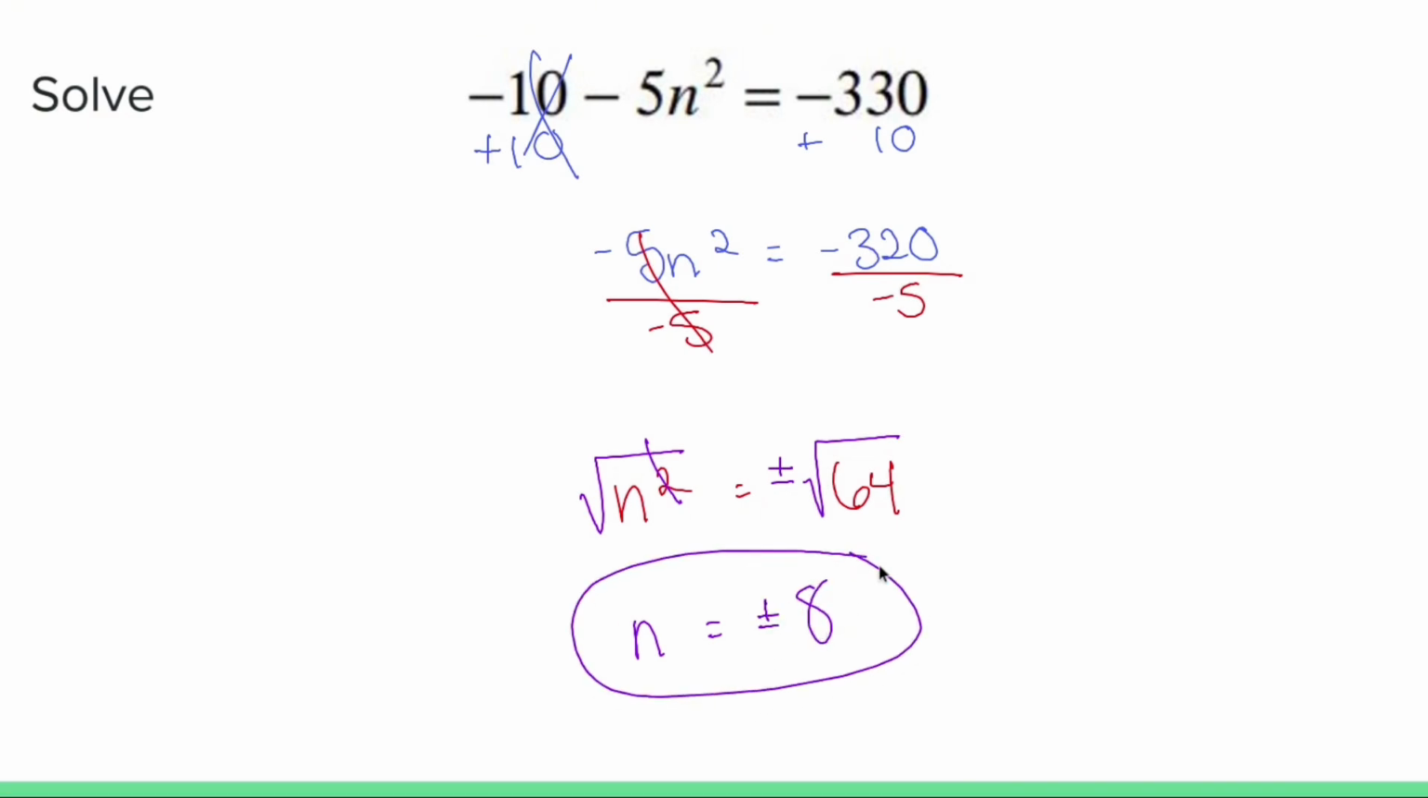And if you're wondering why, well, if I went up here and plugged in 8 and did the math, I would be fine. But if I plugged in negative 8 and squared that, you get the same exact number as if I plugged in positive 8 and squared it, because when you square a negative, it becomes positive. So I have 2 possible options, negative 8 and positive 8.